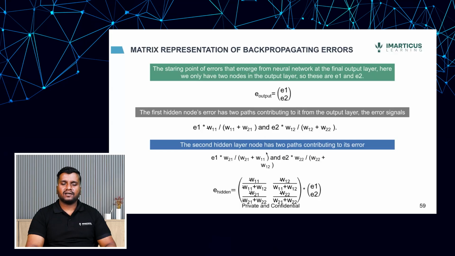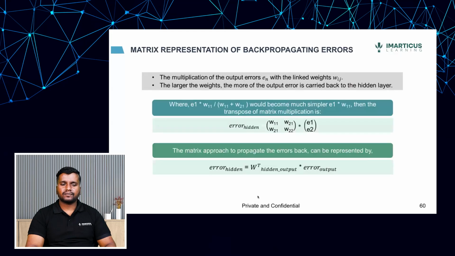Now the second hidden layer node also has two paths contributing to its error, that is E1 into W21 divided by W21 plus W11, and E2 into W22 divided by W22 plus W12. So this consecutively keeps on adding if you add multiple hidden layers, and that's how the hidden layer ratio also becomes. So here we are getting a matrix representation of an error. This is how finally the error matrix looks like. The error matrix is now based on two levels of weight optimization having been done.